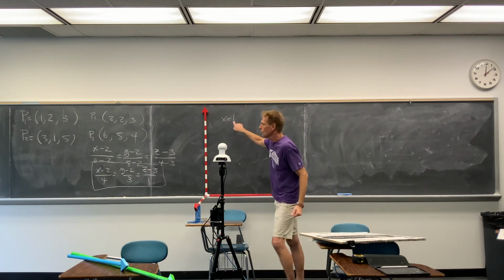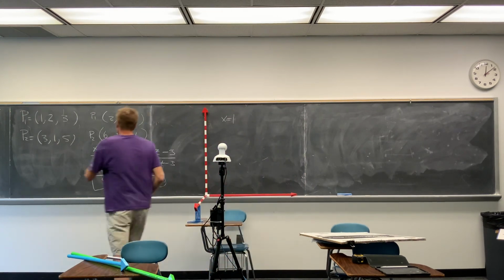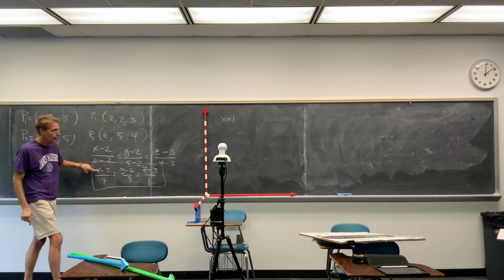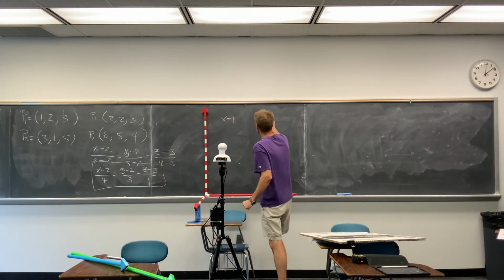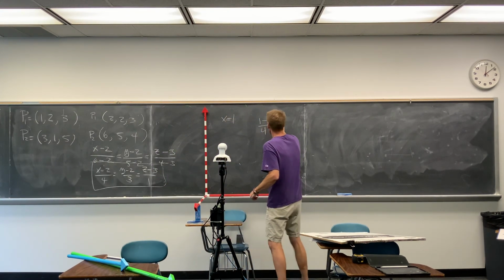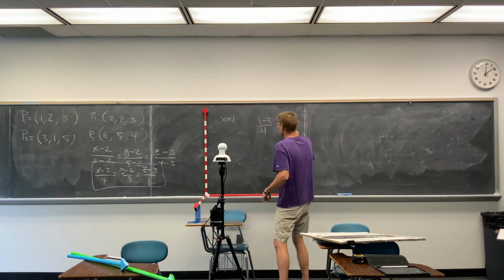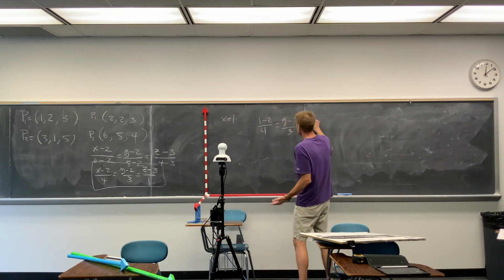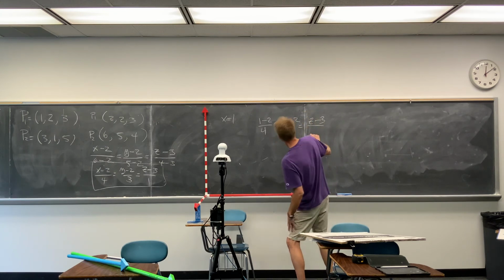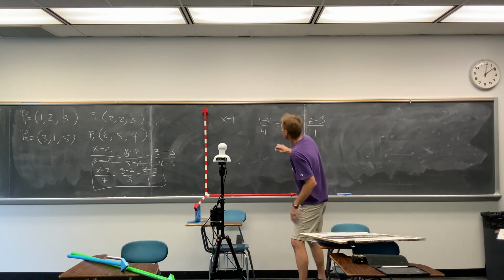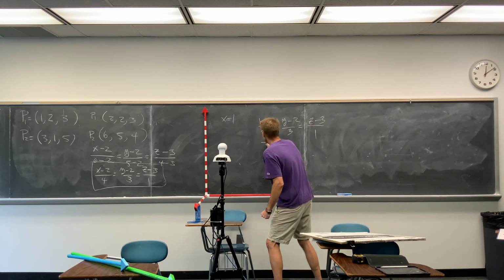So we plug this into our equation. I'm going to come over here and plug that into my equation for x. So I'd have 1 minus 2 over 4 is equal to y minus 2 over 3, which is equal to z minus 3 over 1. But now this is negative 1/4.